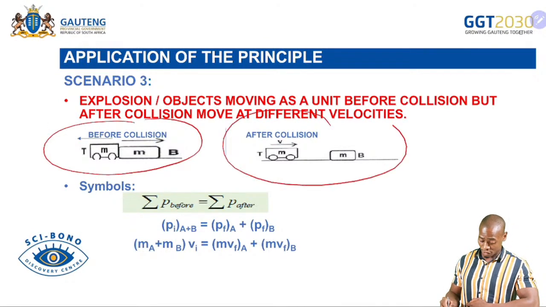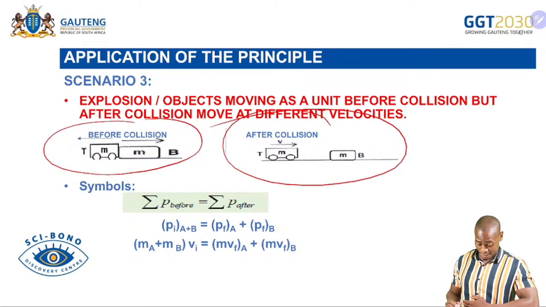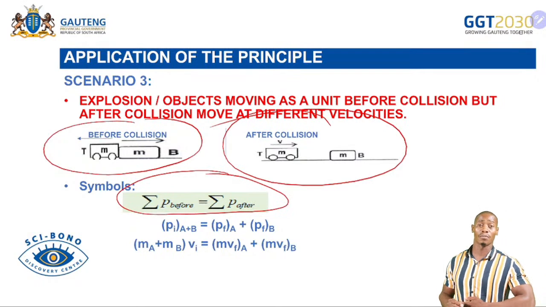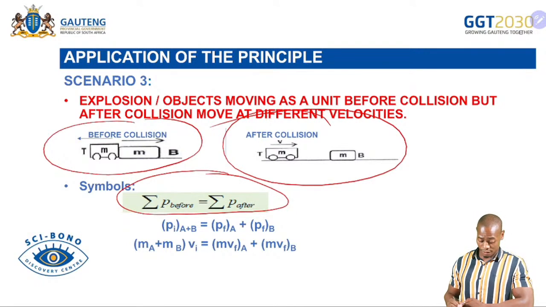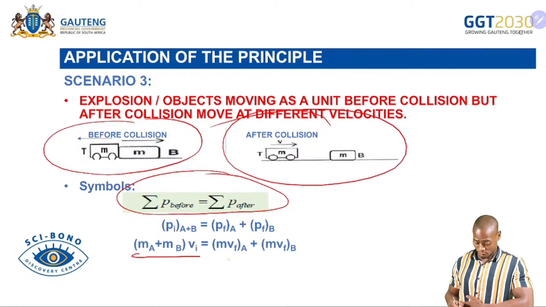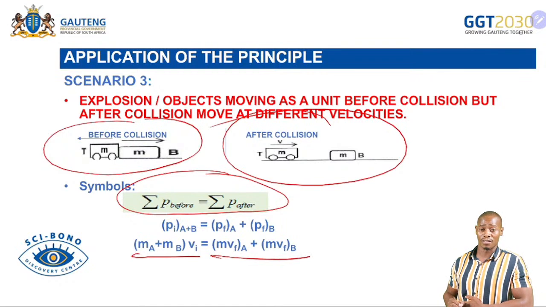And then after collision, you can see they are moving at different velocities. So the equation, learners, is still the same. Sum of momentum before collision equals sum of momentum after collision. Then you can see that before collision, the masses are combined. Why are the masses combined? Because before collision, they are moving as one. Then after collision, they're moving at different velocities. So these are the 3 scenarios where we can apply the principle of conservation of linear momentum.